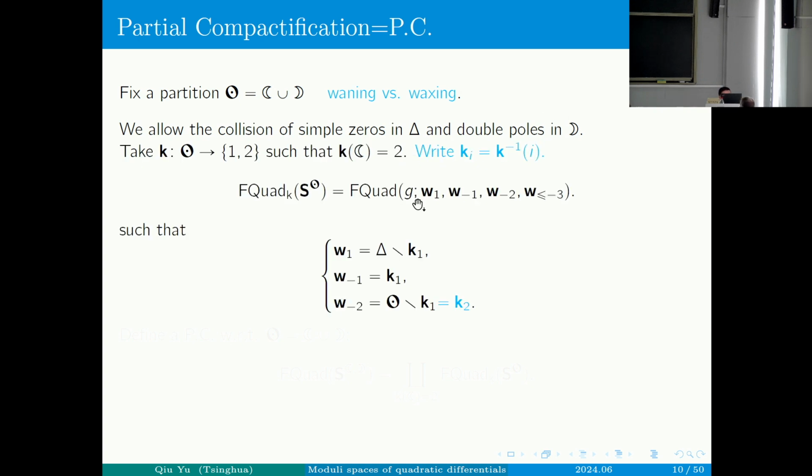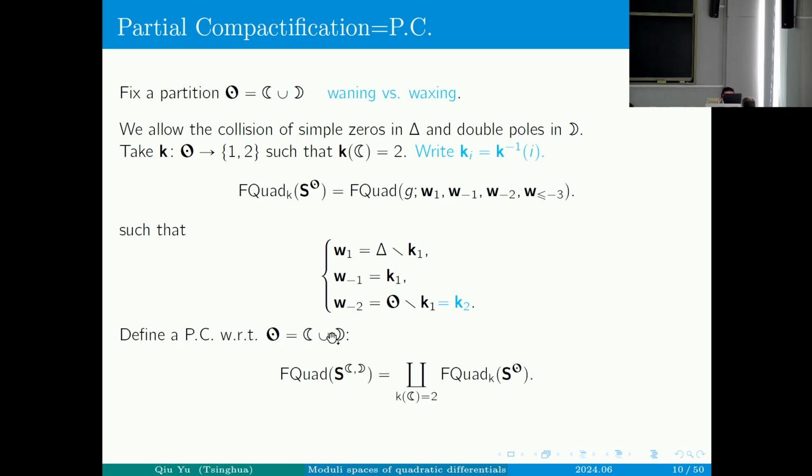So basically, originally we only considered the simple zero for the finite singularity. Now we can also have a simple pole, which is obtained by putting some simple zero together with a double pole and producing a simple pole.